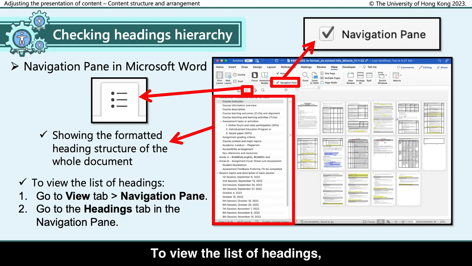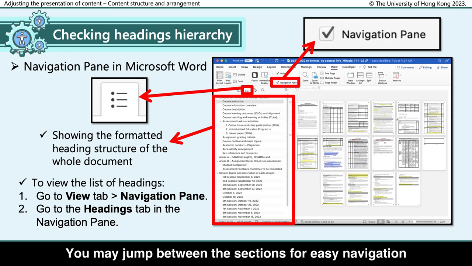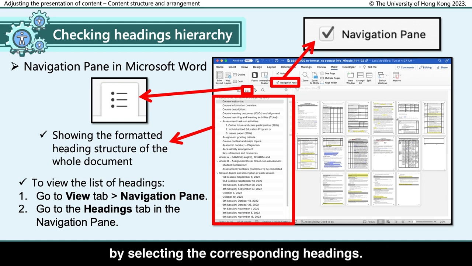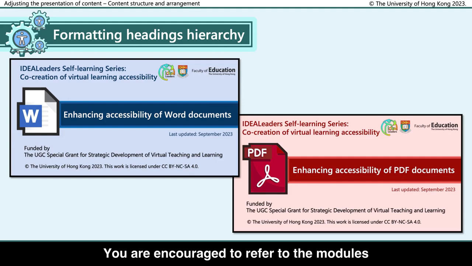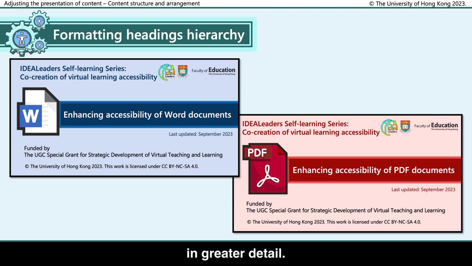To view the list of headings, go to the View tab, select Navigation pane, then select the headings. You may jump between the sections for easy navigation by selecting the corresponding headings. You are encouraged to refer to the modules in this self-learning series on Word documents and PDF documents for the suggested practices of formatting heading structure in greater detail.